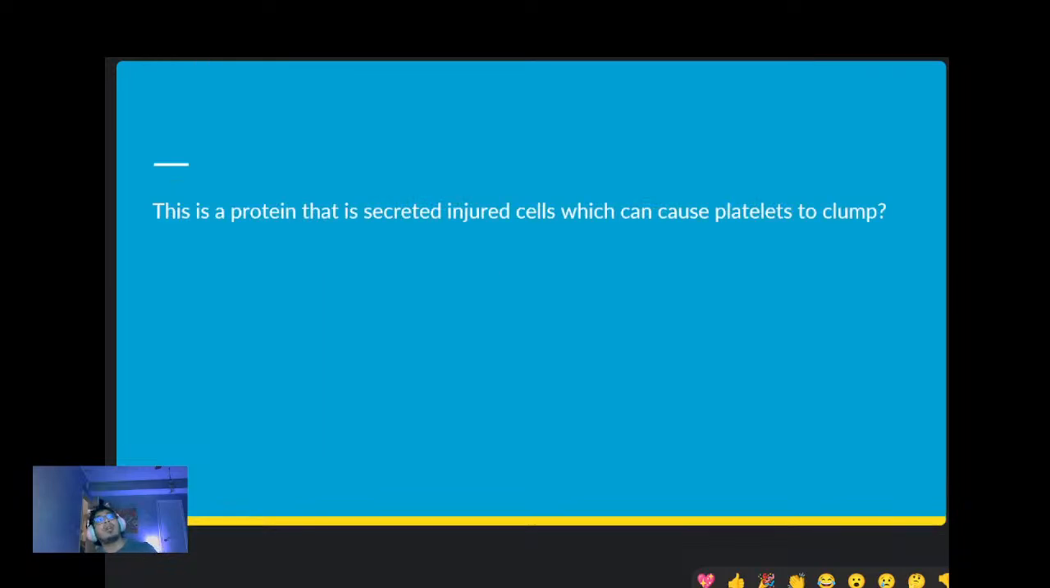Let's go to the next question. This is the protein that is secreted by injured cells which can cause platelets to clump. This is known as the von Willebrand factor, or VWF. It causes the platelets to clump together. It's like glue. Von Willebrand factor is like glue. Once that glue is formed, I'll start drawing later so that you get a little bit of understanding of what happens.